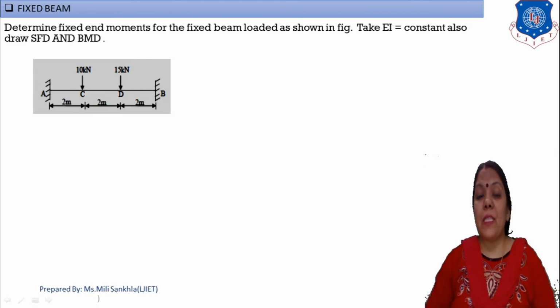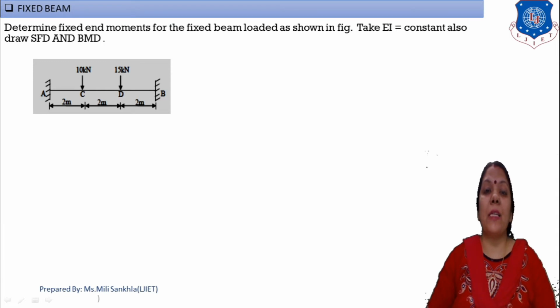If in the analysis of a fixed beam the method is not mentioned, like moment area or Macaulay, then we directly apply the equations of fixed end moments. Here two point loads are given, first is 10 and second is 15. Now to find the fixed end moments for the given fixed beam, we use the eccentric point load equation. First of all we find the fixed end moments.